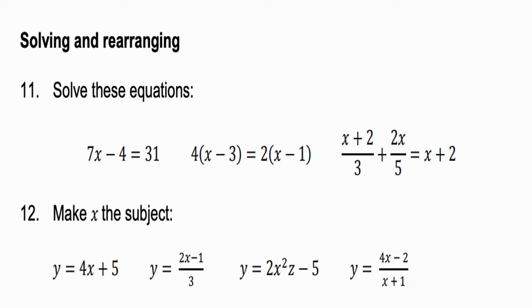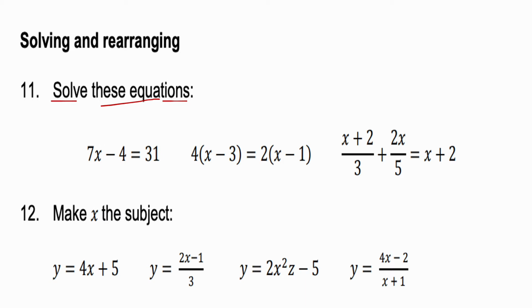Okay, we are looking at solving and rearranging. So this is question number 11. Solve these equations. So solve means work out the value of the letter, of the unknown. So in this case, work out the value of x. The first question: 7x take away 4 equals 31.